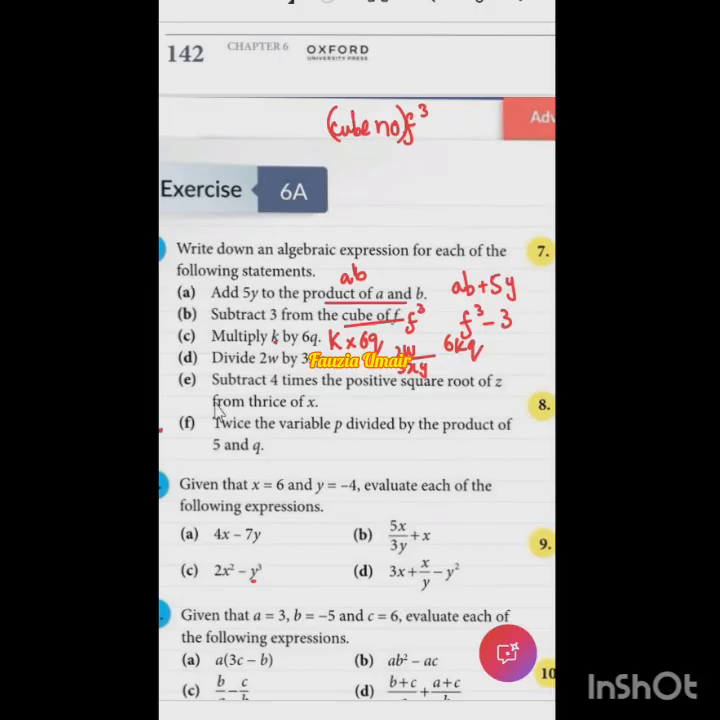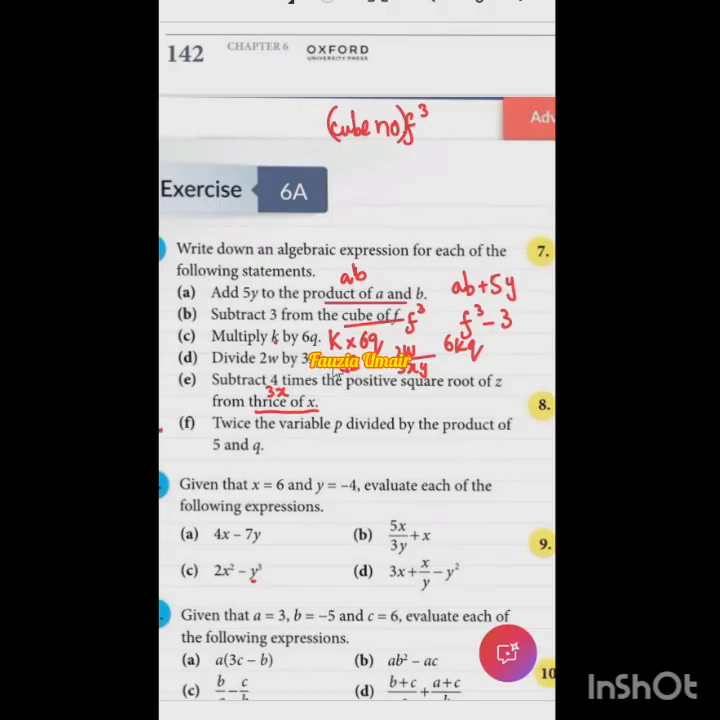Now the part E is subtract 4 times the positive square root of z from thrice of x. First of all, मुझे बताएं what is thrice of x? 3x. Very good. So now 4 times the positive square root of z. Square root of z है ना, तो square root of z.